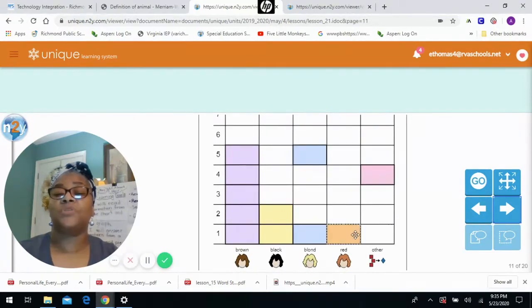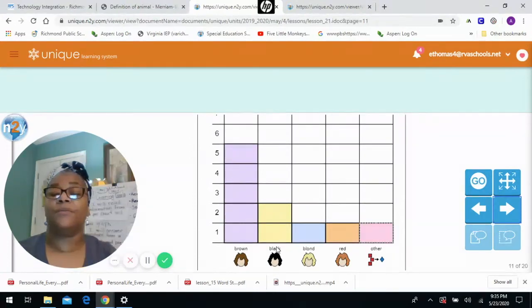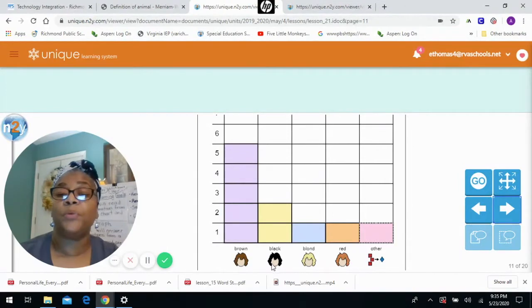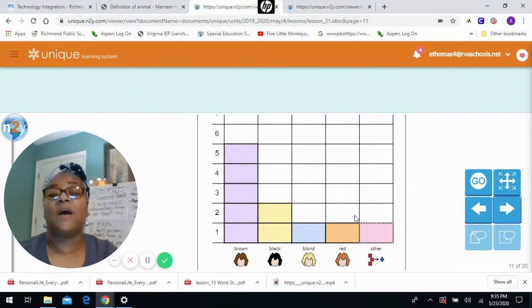Okay. One person has red. And let's see. 1, 2, 3, 4, 5, 6, 7, 8, 9, and 10. We'll bring that down here. All righty. So we have 5 people have brown hair, 2 people black, one person has blonde hair, one person has red hair, and another person has gray hair. All right, so that's how we make it.